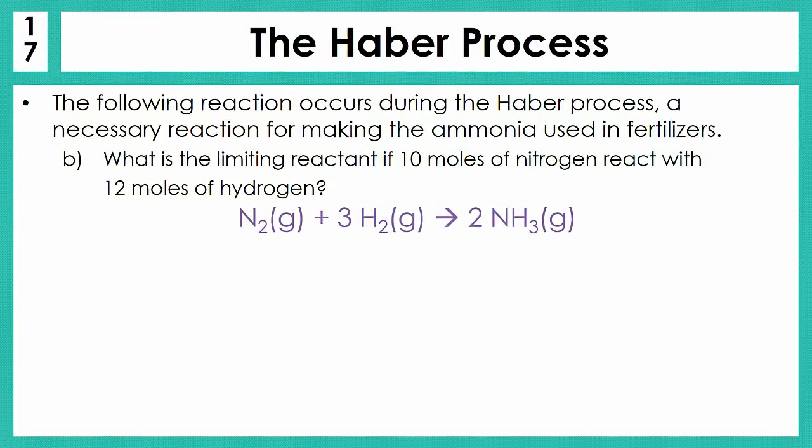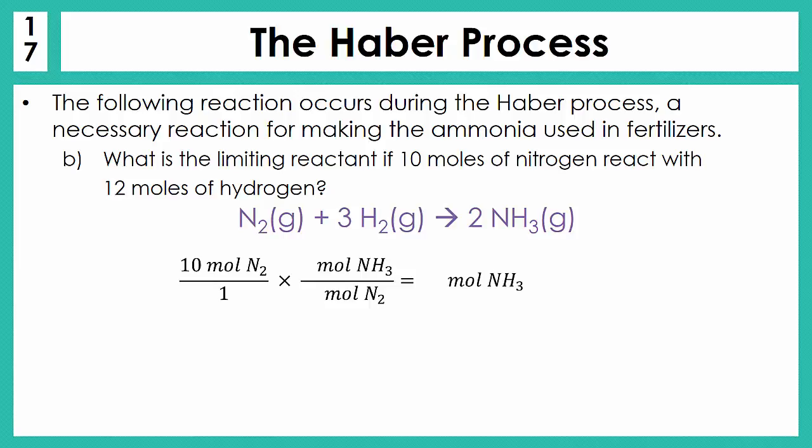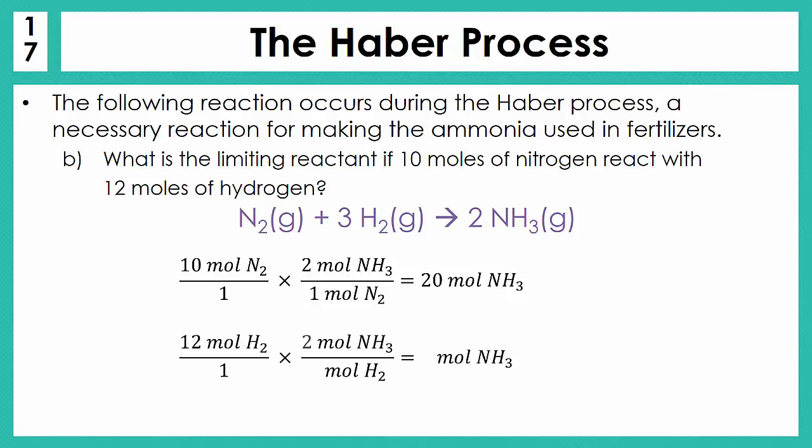What is the limiting reactant when 10 moles of nitrogen react with 12 moles of hydrogen? So I have 2 givens here. I'm starting with moles. So my next step is a mole ratio. And we want to pick a product. There's only one, so we're going to pick ammonia. So this will let me calculate moles of ammonia. I can do the exact same calculation starting with 12 moles of hydrogen. I'm going to have a different mole ratio here, but that gives me 8 moles of ammonia.